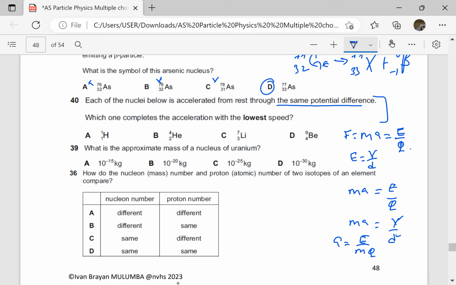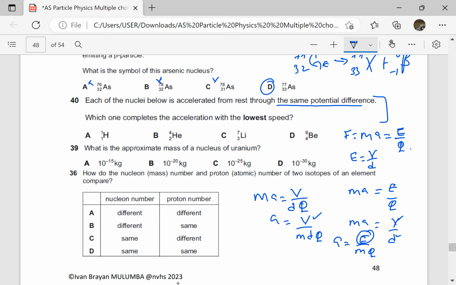So in this case, if they are accelerated through the same PD, E is constant. Because E is V over D, so I will say MA is equal to E, which is V over D. So that will be V over D times Q in the denominator. So I will say A is equal to V over MD times Q. Okay. So if V is constant and D is the same, it means A is inversely proportional to M and the product of M and Q.